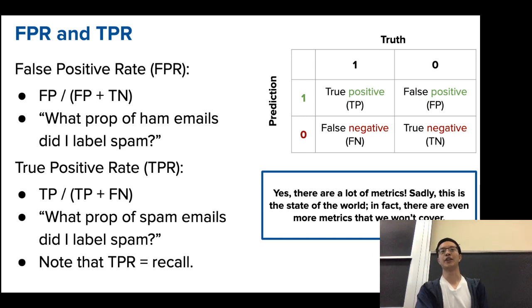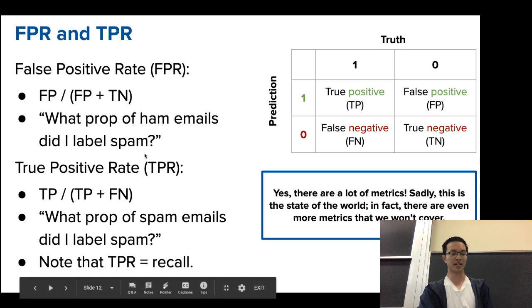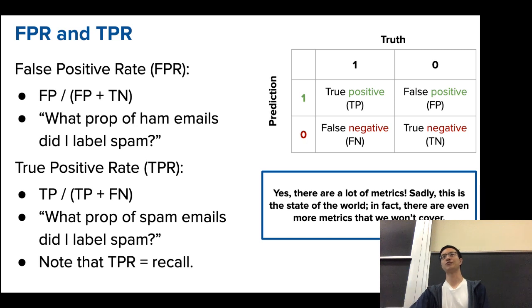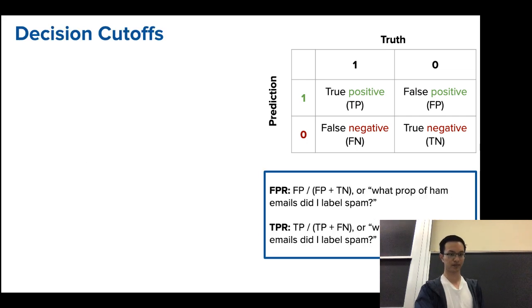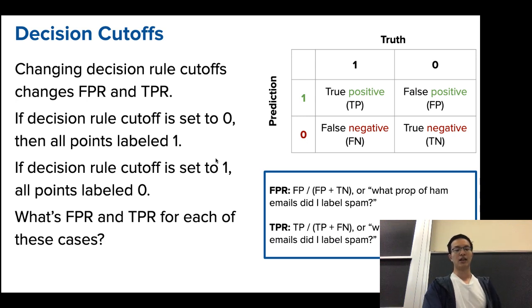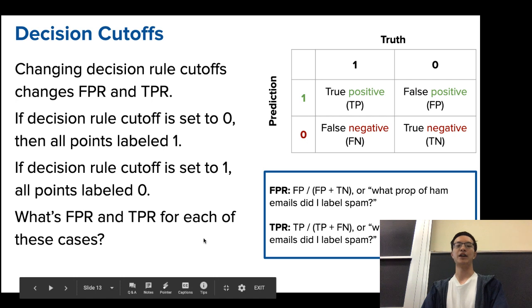The reason why I introduced false positive rate and true positive rate is because if you change your decision rule, you change the false positive rate and the true positive rate. Our original decision rule was 1/2: anything above 1/2 we label 1, anything below 1/2 we label 0. So, for example, if you set your decision rule cutoff to be 0, that means you're going to label all your points as 1, because anything above the cutoff I label as 1 and anything below I label as 0. If I set my decision rule cutoff to be 1, all my points will be labeled 0. For both of these two cases, please find the false positive rate and the true positive rate.